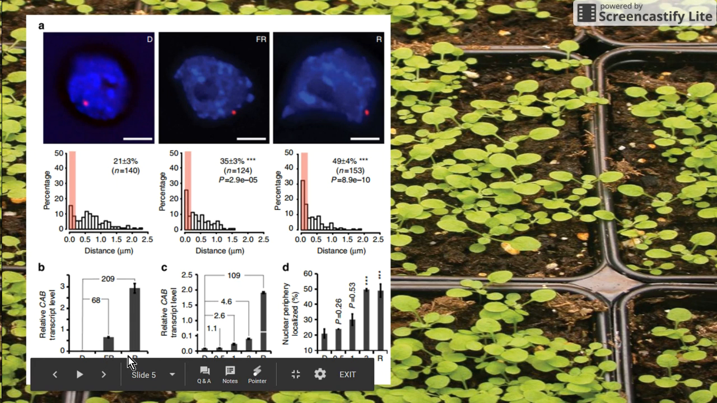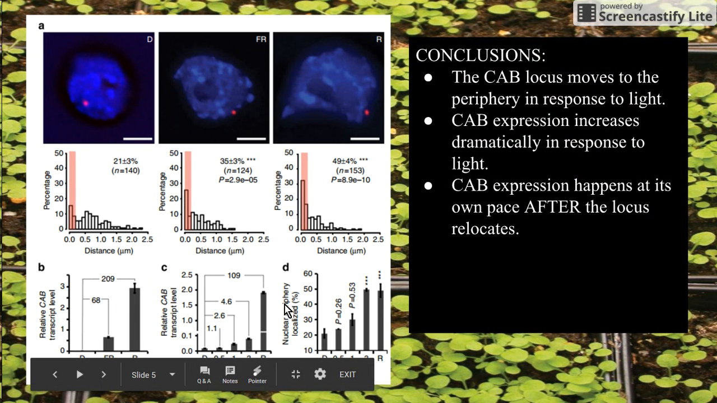On the bottom here, we see the transcript level. In far red or red light, the expression of CAB is much higher. It's interesting to note that in the time-lapse exposure to light, the transcript level is much lower than in the immediate exposure, whereas the CAB locus itself is still at the edge of the nucleus, but the transcript level is kind of lagging behind. And so they basically reason that the transcription of the gene and the relocation of the gene happen at their own separate paces.